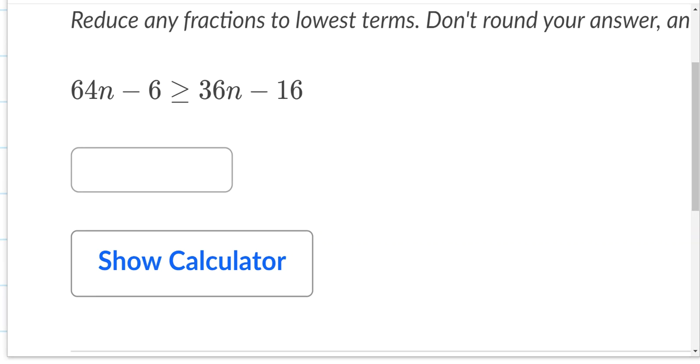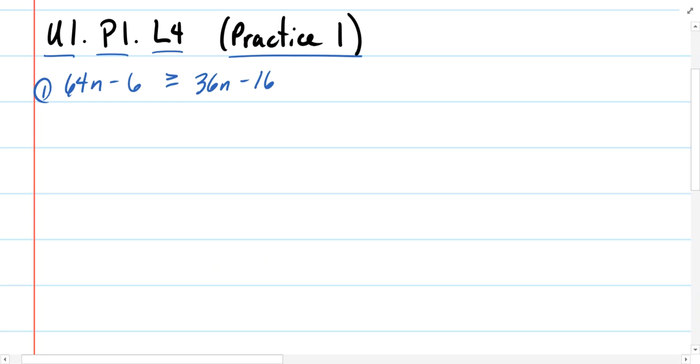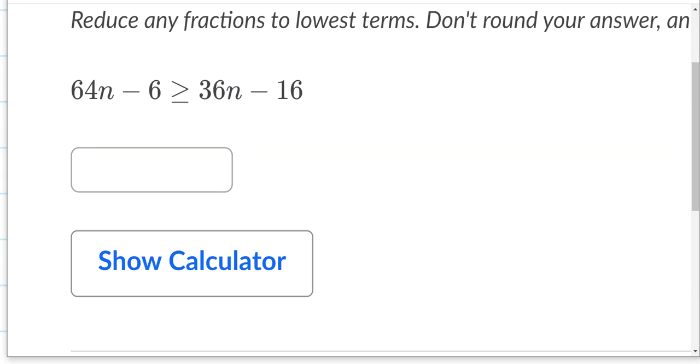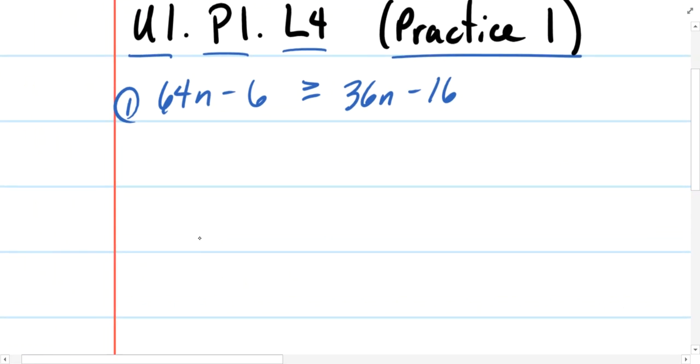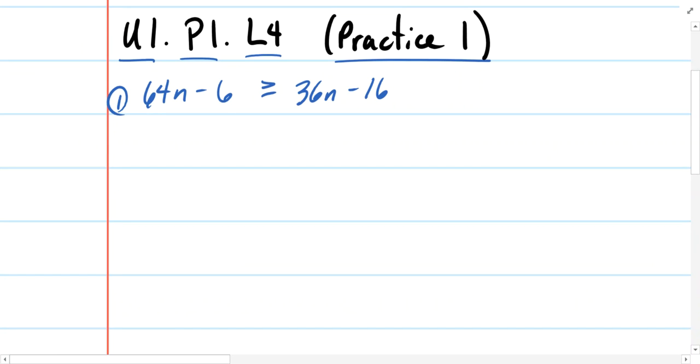I like to double check to make sure that I wrote the problem down correctly. So 64n minus 6 greater than or equal to 36n minus 16. Okay, good. We do have the equals to sign. All right, so the objective, of course, is to isolate your variables on one side of the inequality and then any numbers on the other.